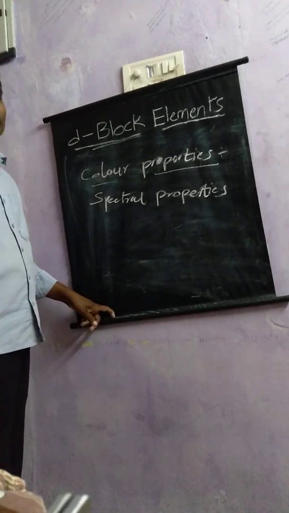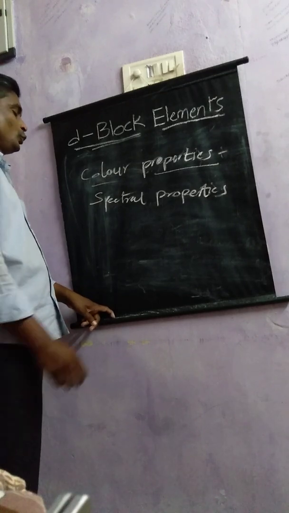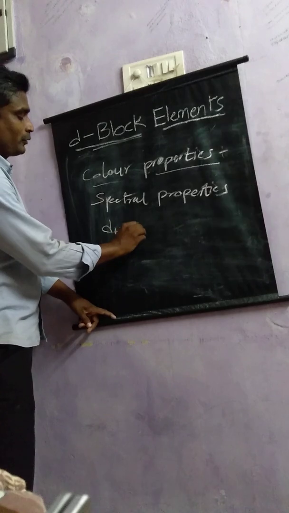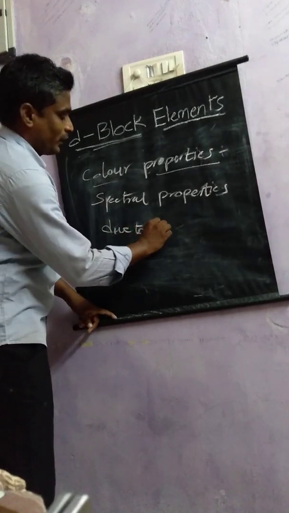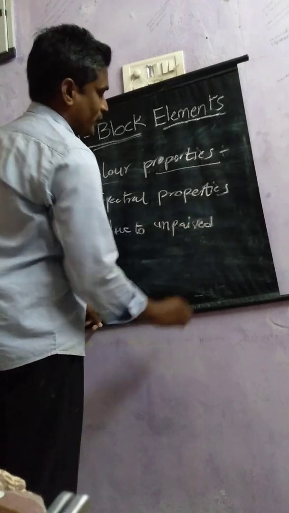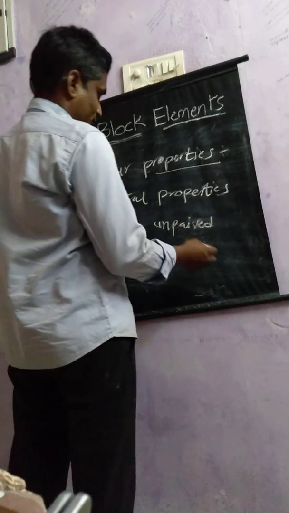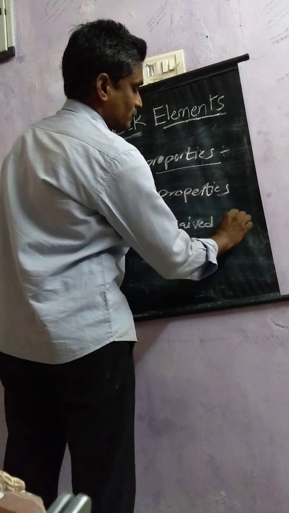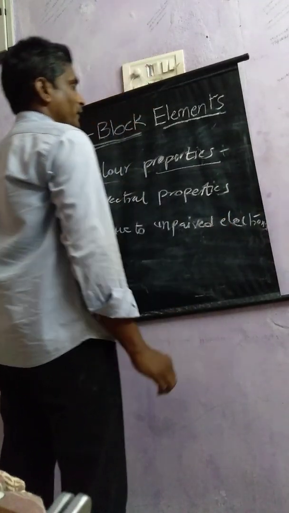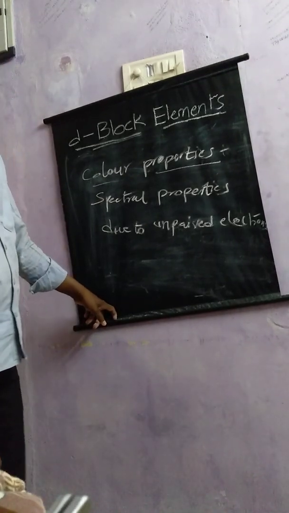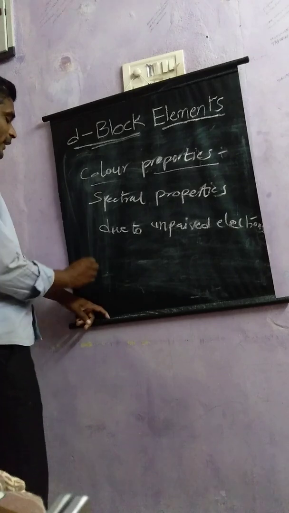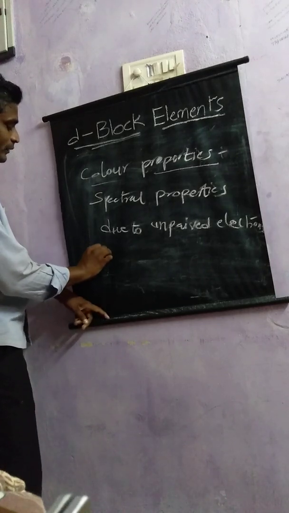Due to what? Due to unpaired electrons. If any element has unpaired electrons in its outermost shell, then that element will exhibit color. Let us take the case of manganese.